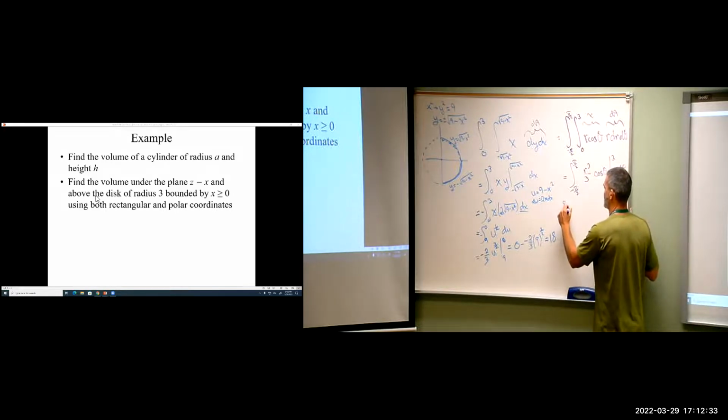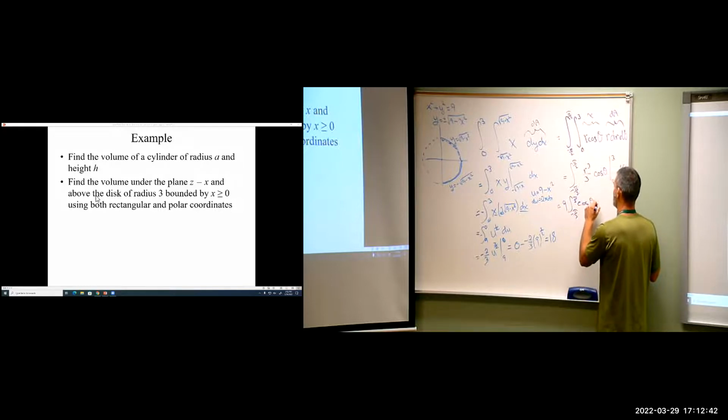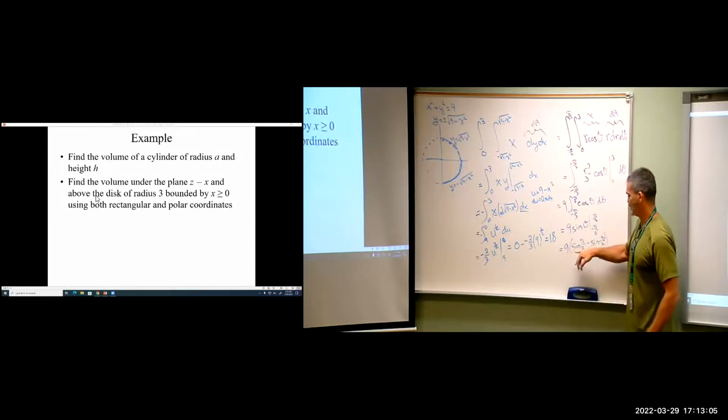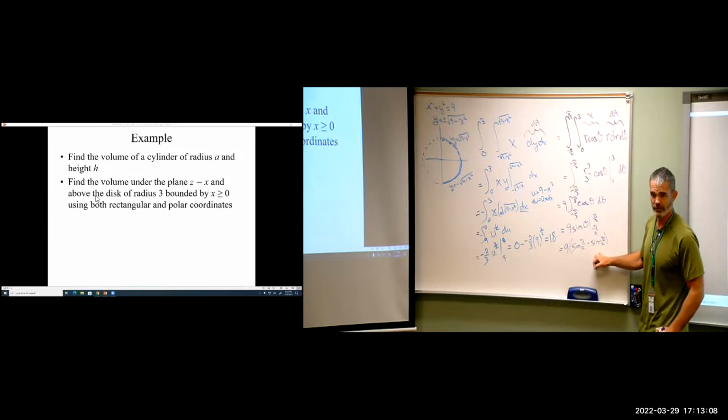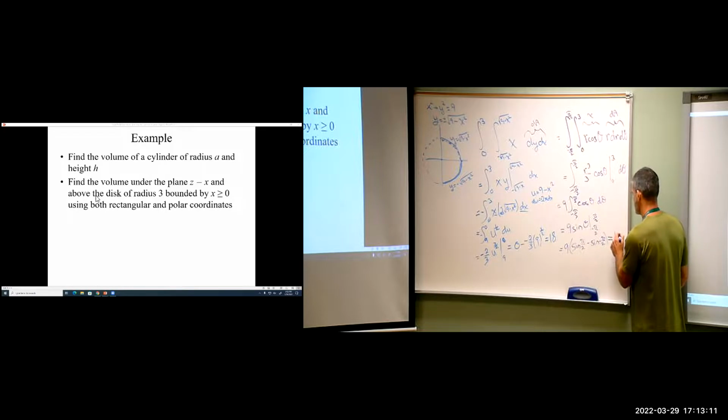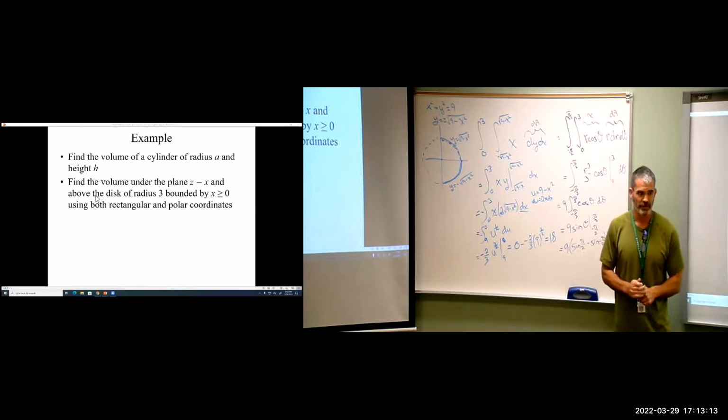So basically now we're just down to this 9 from negative pi over 2 to pi over 2 of cosine theta d theta. Antiderivative of cosine is sine. So 9 sine theta, negative pi over 2 to pi over 2. So we'll have sine of pi over 2 minus sine of negative pi over 2. So 1 minus a negative 1 is 2 times 9. And there's 18. Same thing either way.